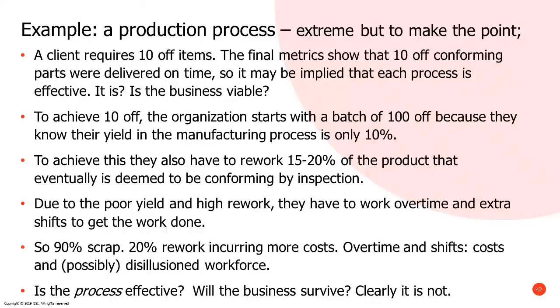But that's masked by using the as-delivered metric. If they have a rework rate of 15 to 20%, then that's also wasted time, wasted man time, wasted machine time. But it's masked by using the as-delivered metric. So they may have to do overtime, extra shifts to get the work done. 90% scrap, 20% rework, huge costs. But using the metrics of as delivered to the customer, it might look effective. But will that business survive with that scrap rate, that wastage rate? Clearly not. So is the process effective? Clearly not. This is why you need to measure it at the process level.